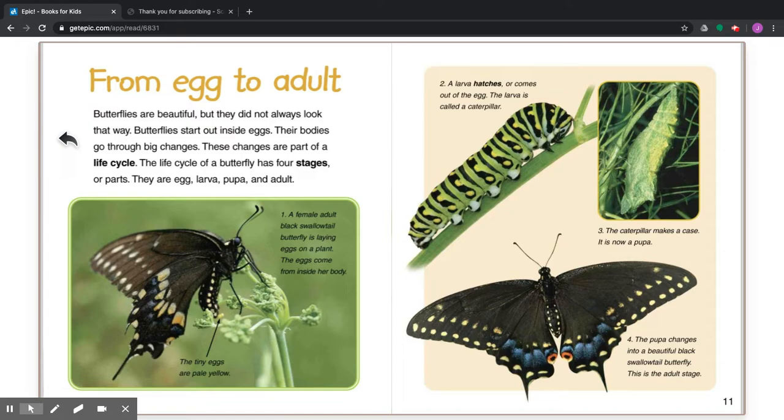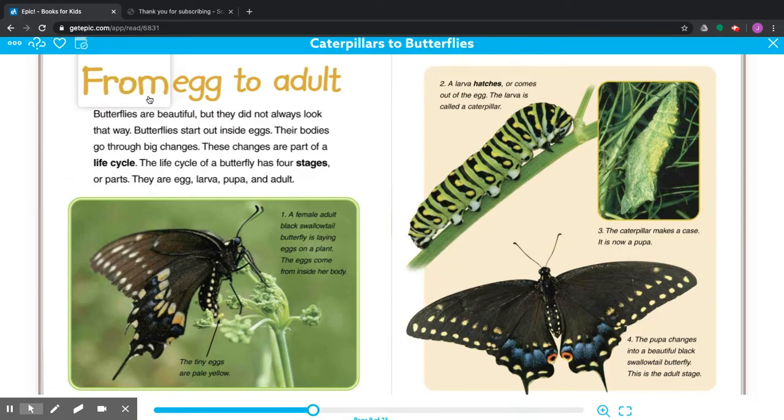Butterflies are beautiful, but they did not always look that way. Butterflies start out inside eggs. Their bodies go through big changes. These changes are part of a life cycle. The life cycle of a butterfly has four stages. They are egg, larva, pupa, and adult.